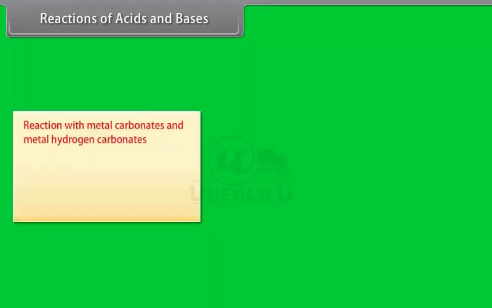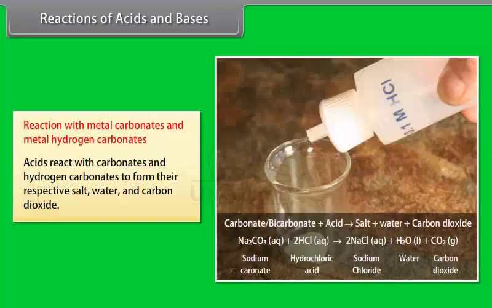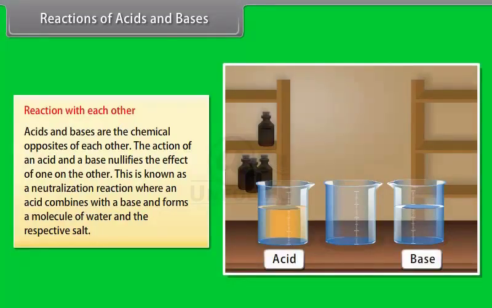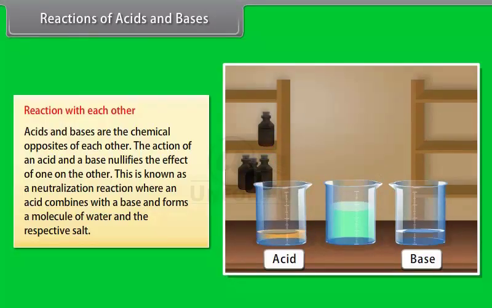Reaction with metal carbonates and metal hydrogen carbonates. Acids react with carbonates and hydrogen carbonates to form their respective salt, water and carbon dioxide. Reaction with each other. Acids and bases are the chemical opposites of each other. The action of an acid and a base nullifies the effect of one on the other. This is known as neutralization reaction. In this reaction, an acid combines with a base and forms a molecule of water and the respective salt.